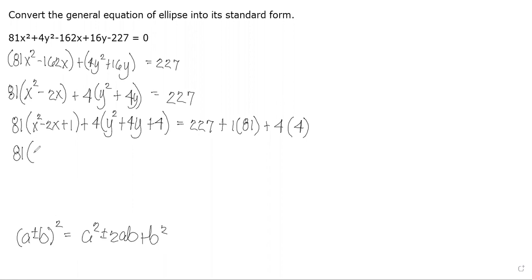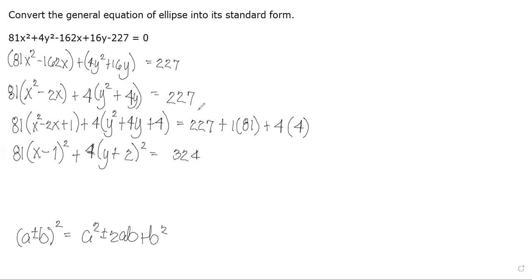Again, get the square root of x squared, that's x. Copy the sign of the middle term, then get the square root of the last term. Squared plus 4 times, get the square root of the first term, copy the sign of the middle term, get the square root of the last term, squared. Simplify. That's 227 plus 81 plus 16, nothing but equal to 324.